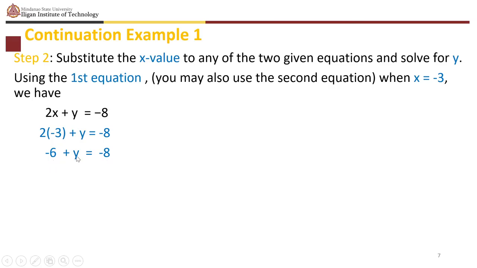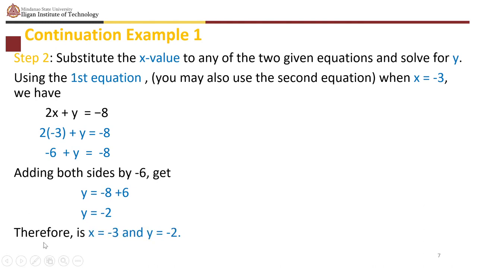Then, adding 6 to both sides of the equation, we now have y = -8 + 6. So -8 plus 6 will give us y = -2. Meaning the solution set is x = -3 and y = -2. We write this as the ordered pair (-3, -2). This is a point on your XY coordinate system.